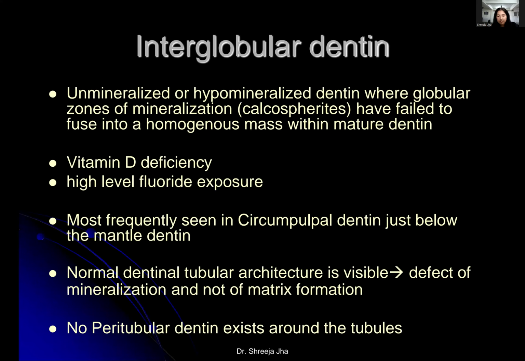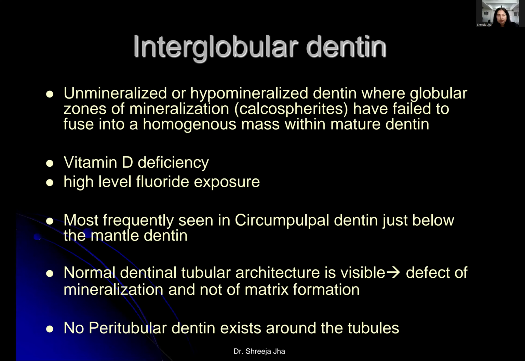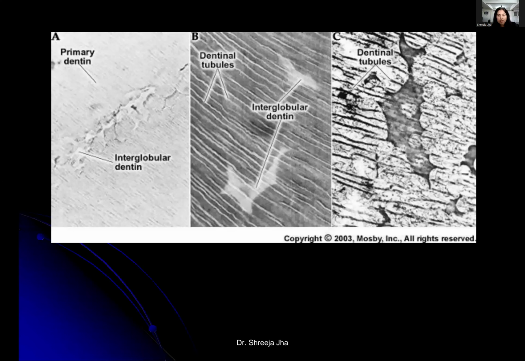Normal dentinal tubular architecture is visible; it is a defect of mineralization and not of matrix formation. No peritubular dentine exists around the tubules. Here you can see primary dentine, interglobular dentine, and dentinal tubules, which are perpendicular to the DEJ, with interglobular dentine in between the tubules.